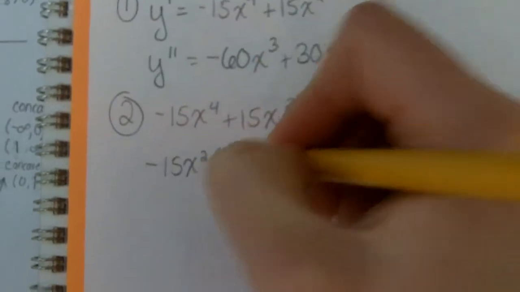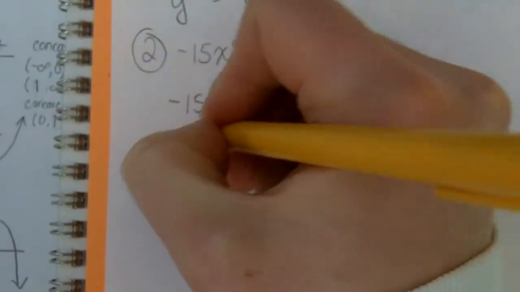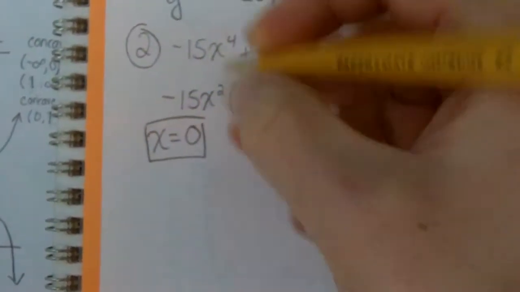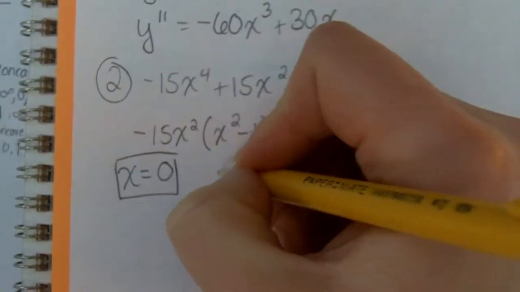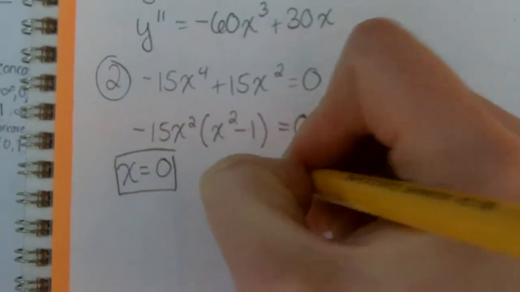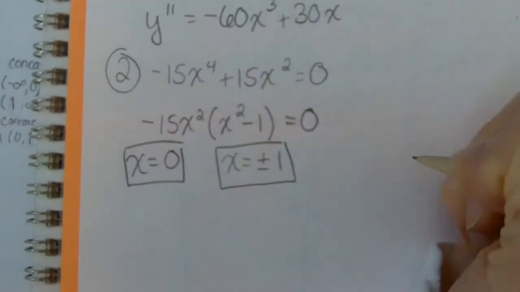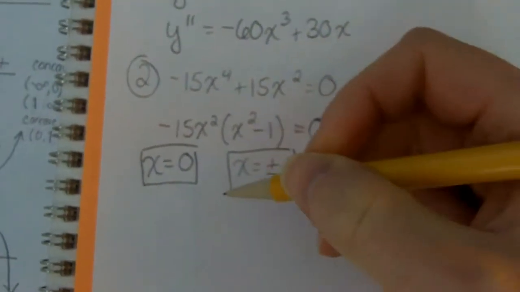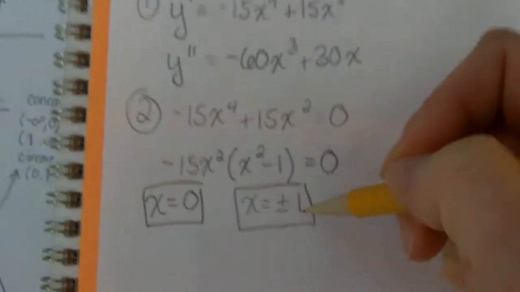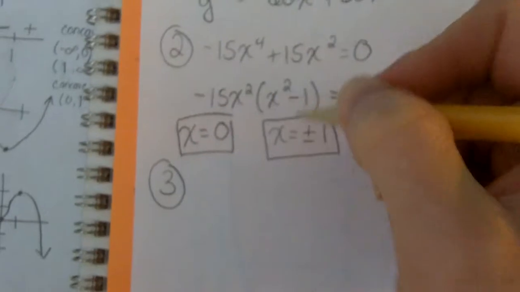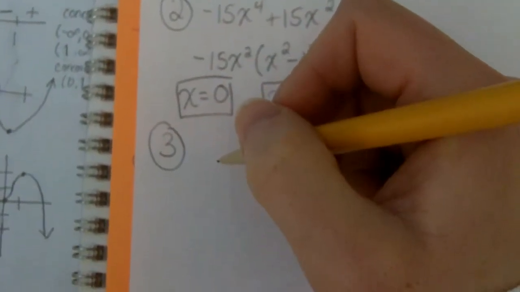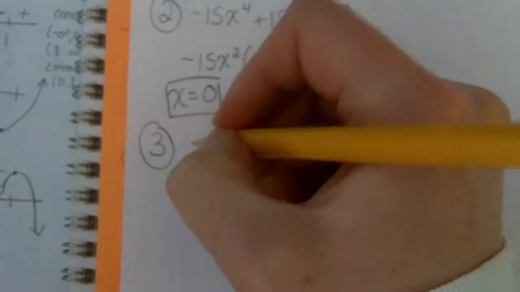So then I know either this is 0 or this is 0. So x equals 0 is one critical number. And then if I have x squared minus 1 equals 0, that's going to be x equals plus or minus 1. Okay, so now I have 3 critical numbers: 0, 1, and negative 1. What I'm going to do is take those and plug them into the second derivative and look to see if it's positive or negative, so I know if I'm dealing with maxes or mins.